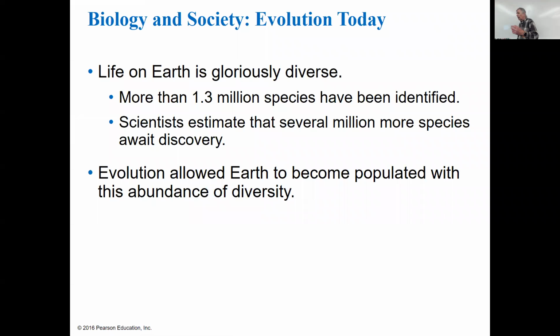Life on Earth is gloriously diverse. That's part of the name of this course, the unity and diversity of living things. More than 1.3 million species have been identified, and several more million are awaiting discovery. Of course, most of those are going to be really small organisms, but there's still a lot of organisms that haven't been described. So, evolution allowed Earth to become populated with this abundance of diversity.